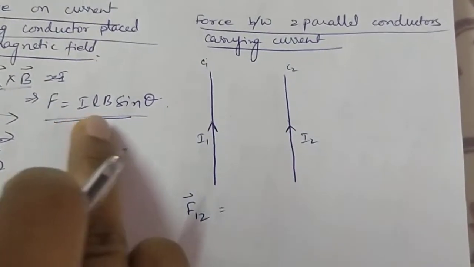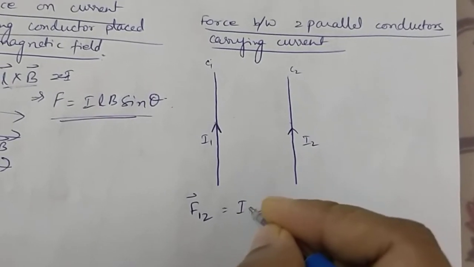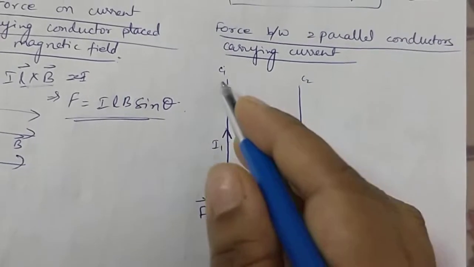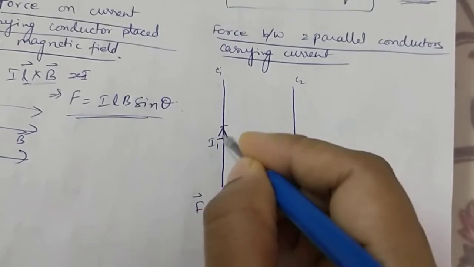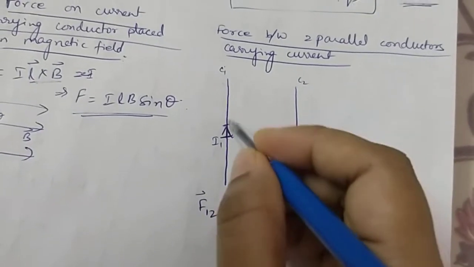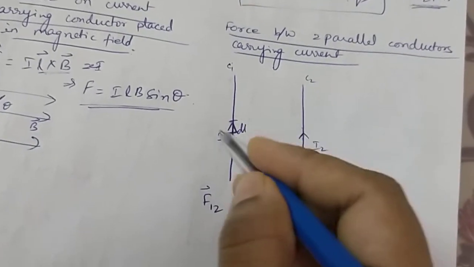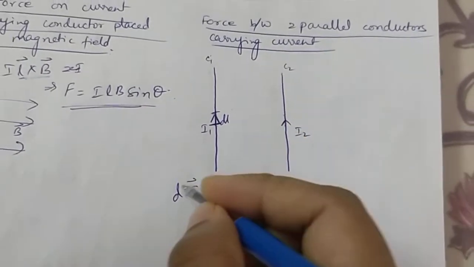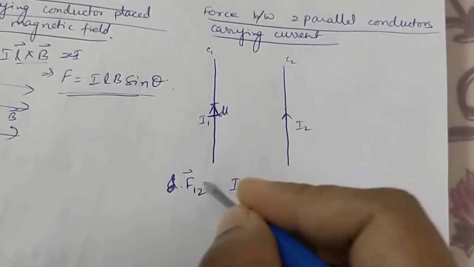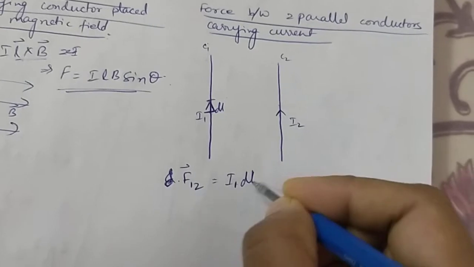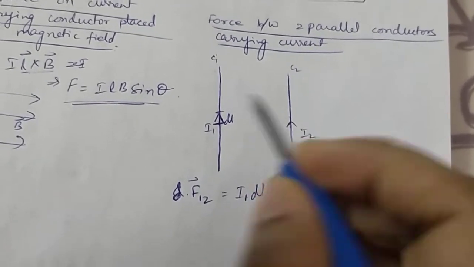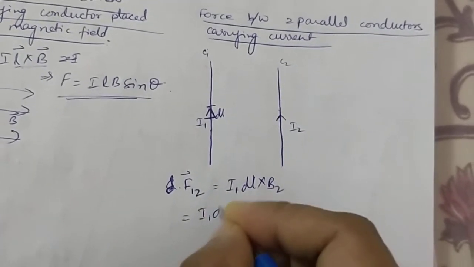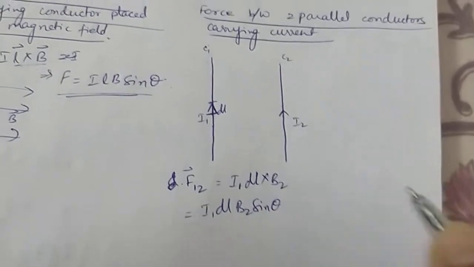So see, I'll use I L cross B. So I1, if I have to find out the small force, like there is a current here, but this is a long wire, I take a small element, I1 dl. Okay, so this is the current element, I1 dl, a small element, so there will be a small force acting on it, dF12. I1 dl cross the magnetic field due to the other wire, B2, so this will be equal to I1 dl B2 sin theta, where theta is the angle between these two.